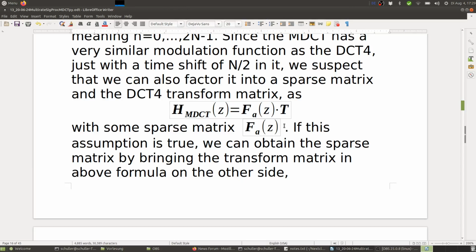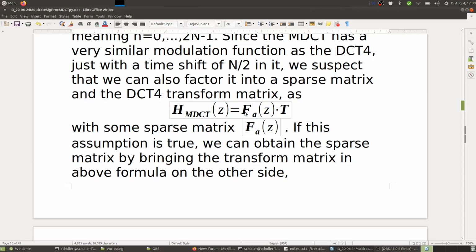And when you think about it, this n over 2 was just a time shift. So that would give us the hint that the time shift in the modulation function would correspond to a shift in this matrix Fa. So instead of having a cross-shaped matrix, we now have this matrix shifted over by n over 2 samples, which means half the matrix width. And that means instead of having a cross, we now have a shifted cross. And that looks more like a diamond then. So let's see. If this assumption is true, we can obtain the sparse matrix by bringing the transform matrix in above formula on the other side.